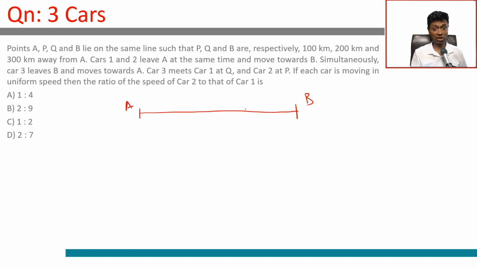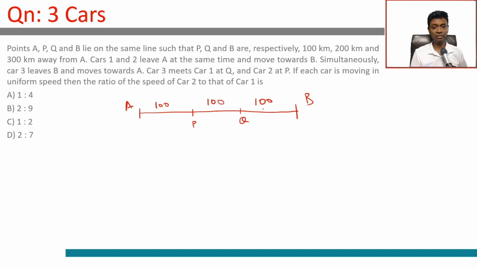B is farthest away, 300 kilometers. P and Q are 100 kilometers away. They lie on the same straight line. I'm going to assume that they are in this order: 100 kilometers, 200 kilometers, 300 kilometers. I'm going to assume that P and Q are in between A and B. That seems like a reasonable assumption. So P is 100 kilometers from A. Q is 200 kilometers from A. So this is 100. B is 300 kilometers from A. So this is another 100.